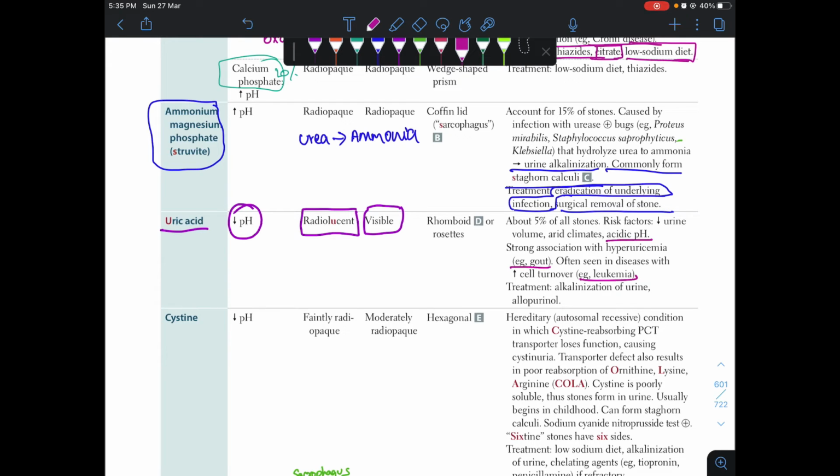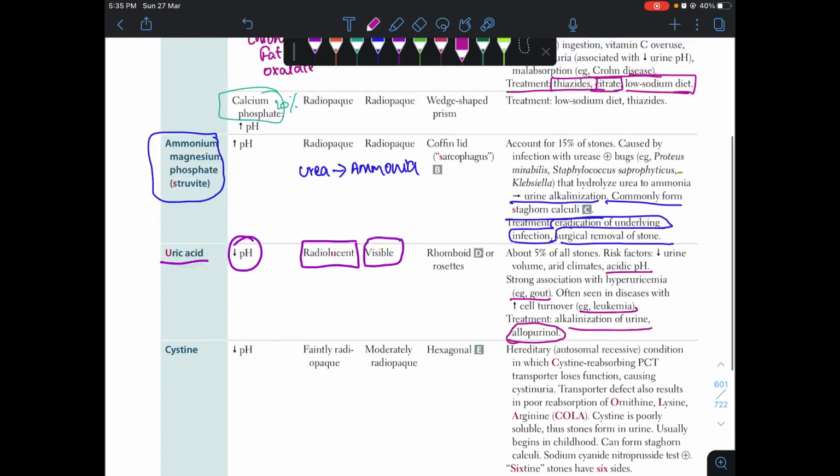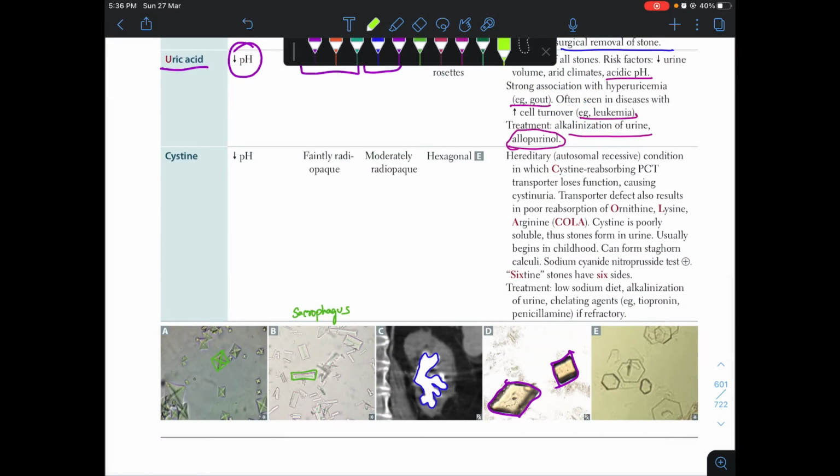And the treatment includes alkalinization of the urine and sometimes using allopurinol. The next type of stones are cystine stones. These are also formed in low pH conditions, and on X-ray we find them faintly radio opaque, and on CT they are moderately radio opaque, and they are hexagonal in shape. As we can see here, they have 6 edges.